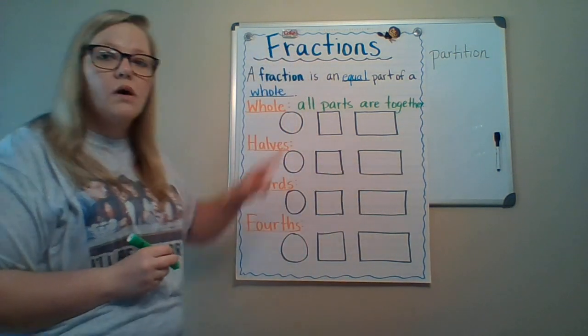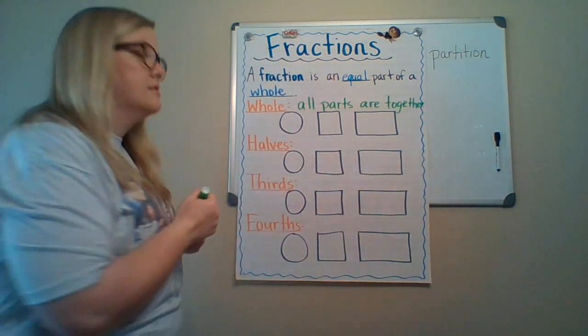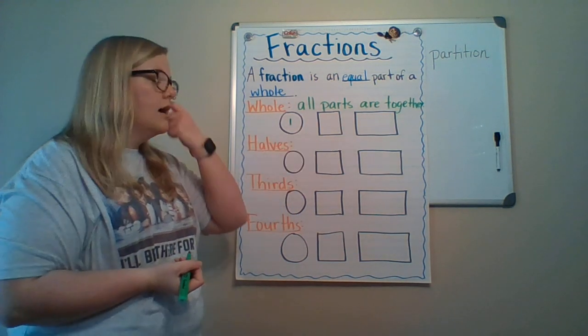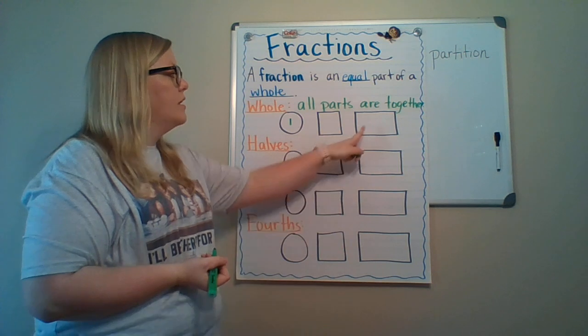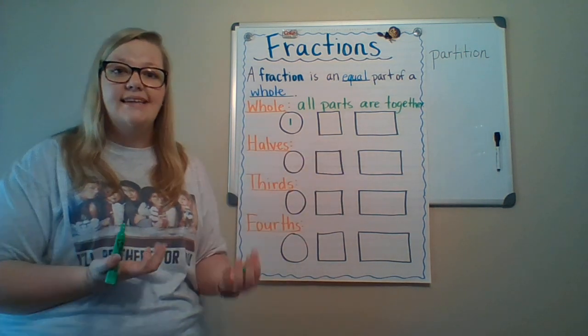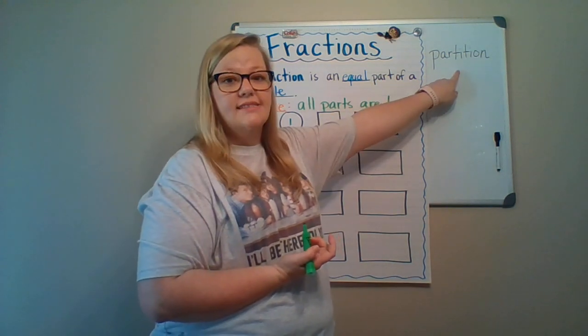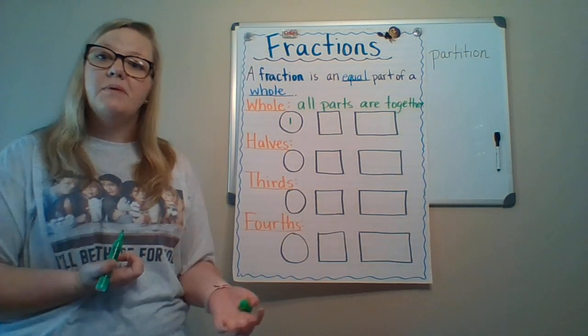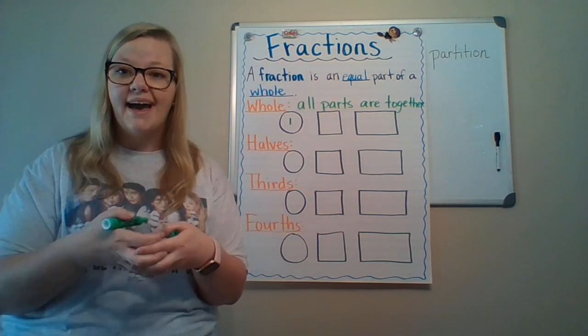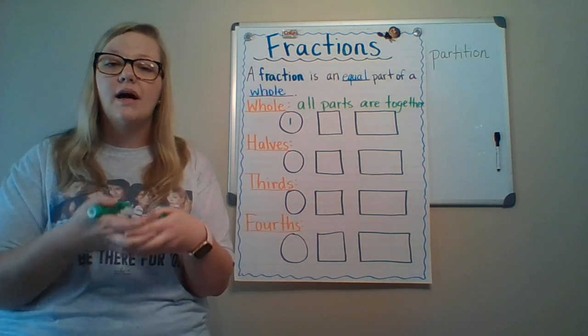So this is one whole circle, so we could just call that 1. We have one whole square, and we have one whole rectangle. It has not been divided or partitioned into equal pieces. So it is one whole. When all the parts are put back together, it is one whole.